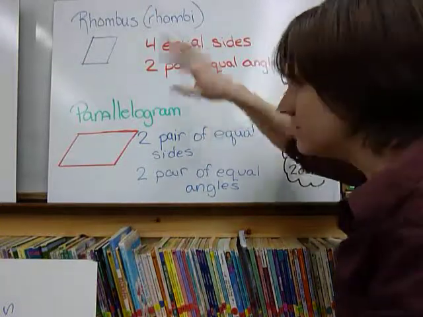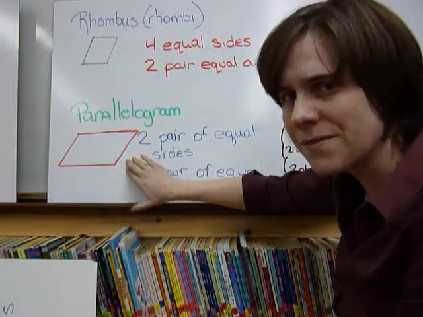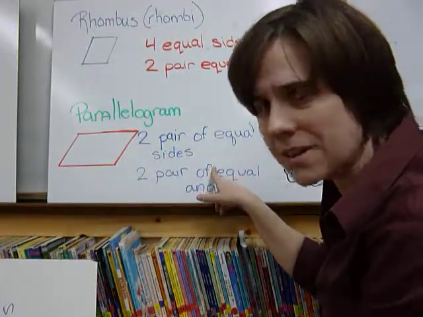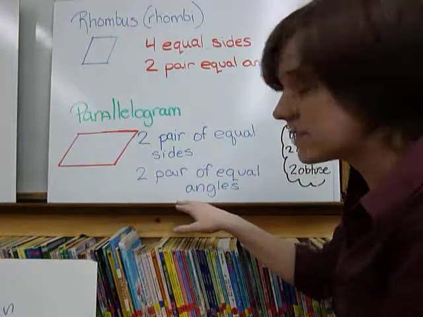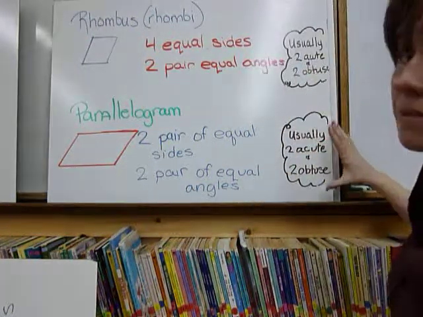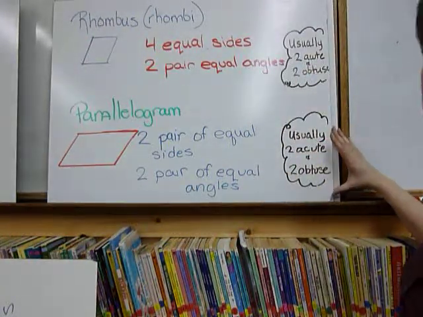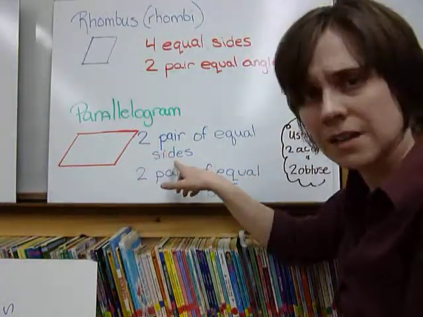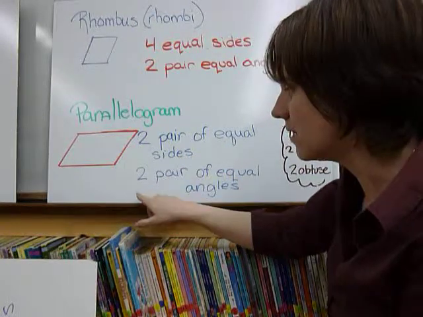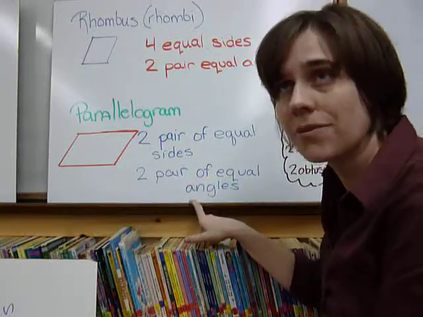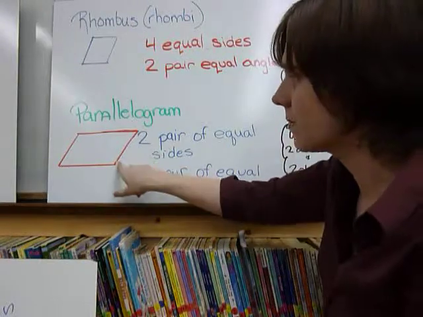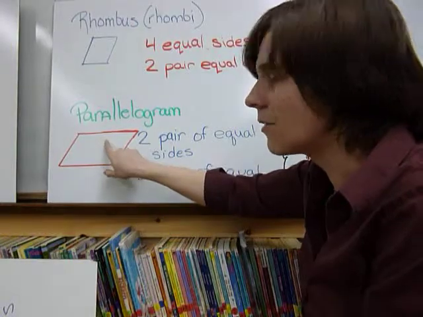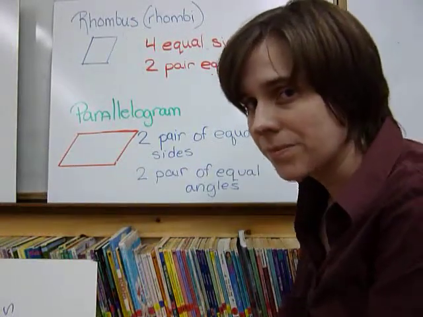A parallelogram, that's defined by the rectangle the elephant sat on. 2 pairs of equal sides, just like a rectangle, and 2 pairs of equal angles. Again, most of the time, they'll have 2 acute and 2 obtuse. But if you think about this, 2 pairs of equal sides sounds awfully familiar from the rectangle, and 2 pairs of equal angles, awfully familiar from the rectangle. 90 and 90, 90 and 90, 2 pairs. A rectangle is a special parallelogram.